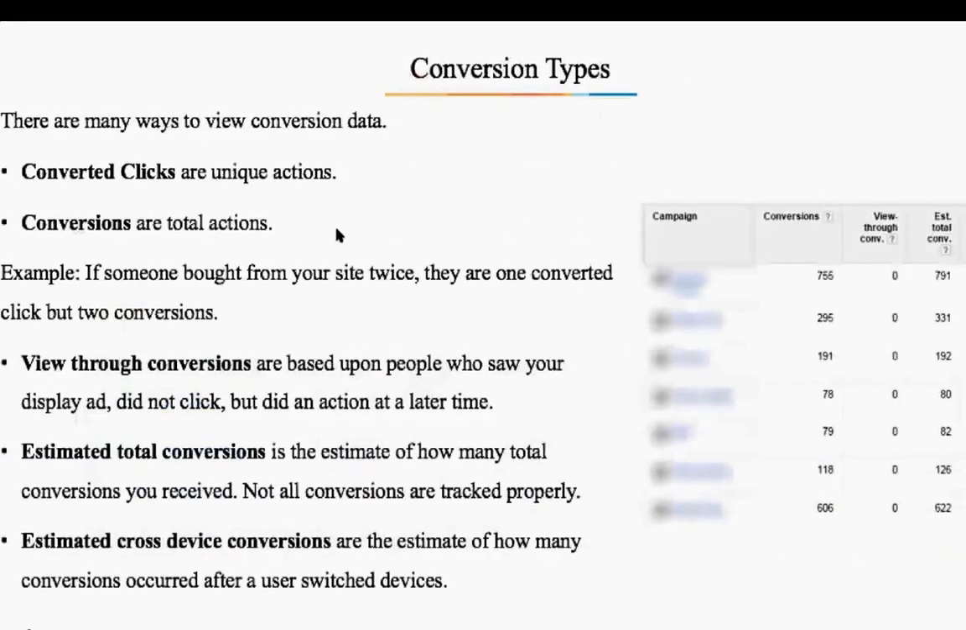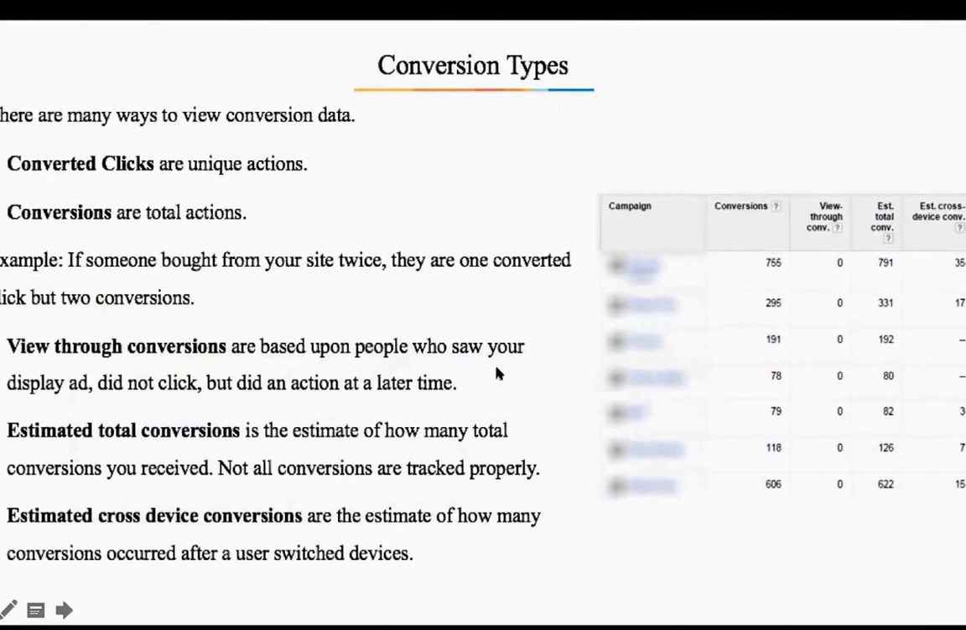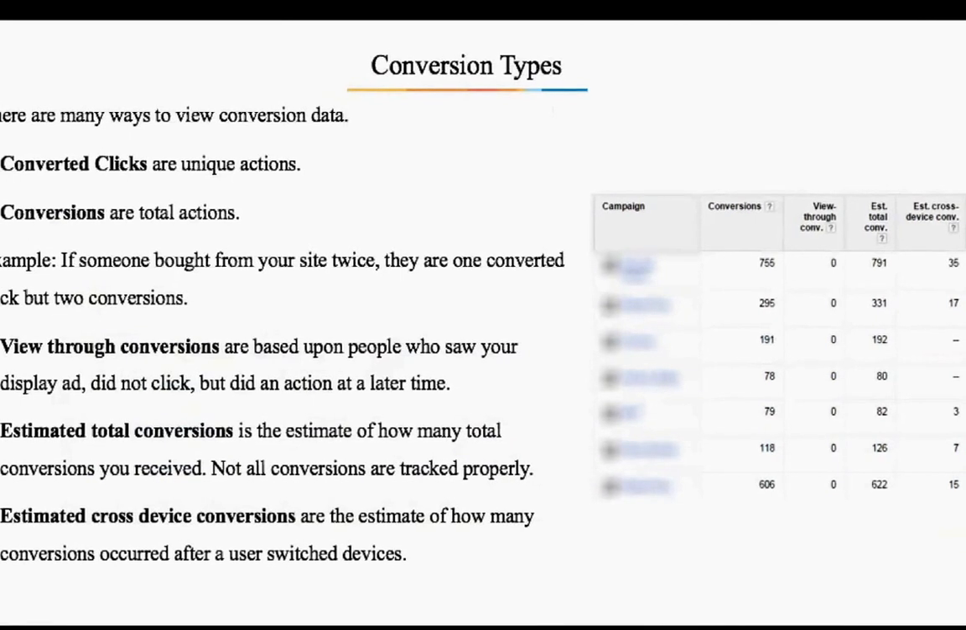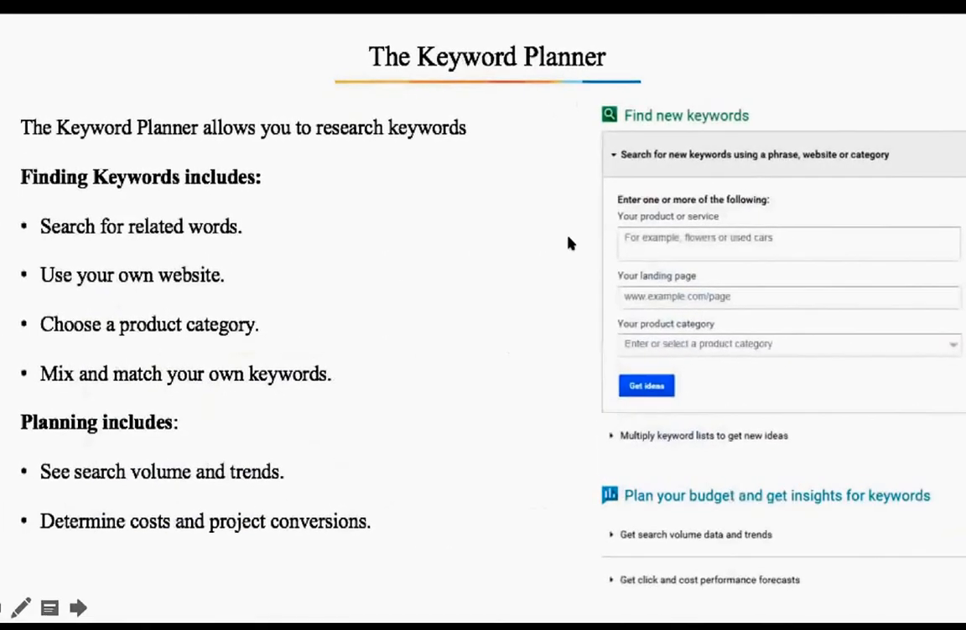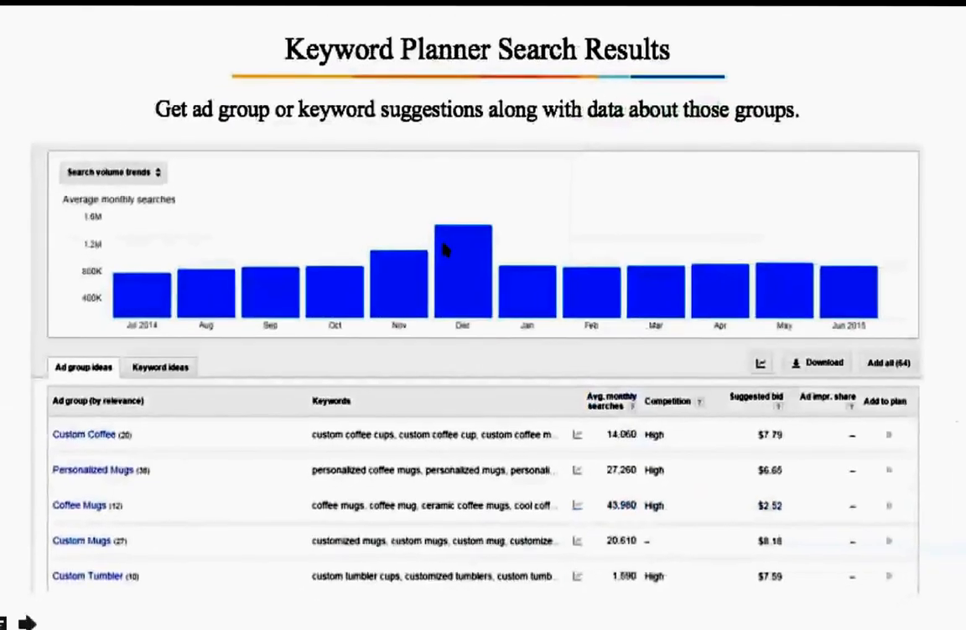The other one is conversion types. That's the same thing, right? In that similar thing you mention what that conversion type is. Is it a form fill up and so forth? Keyword planner is one which is used for the search. So I'm just skipping this one.